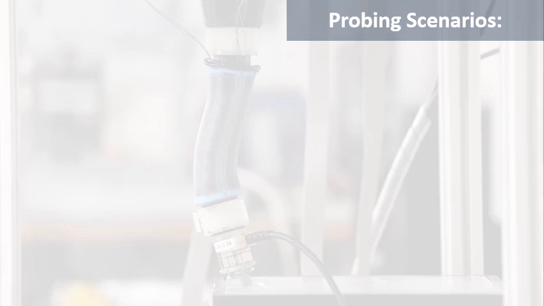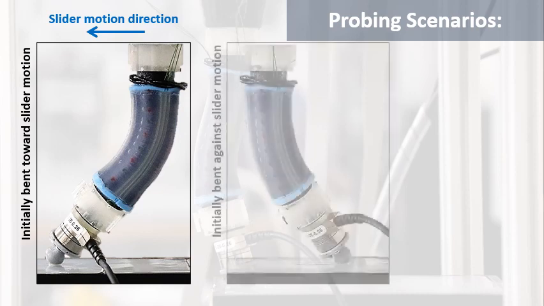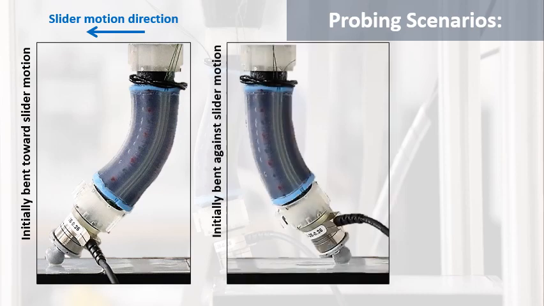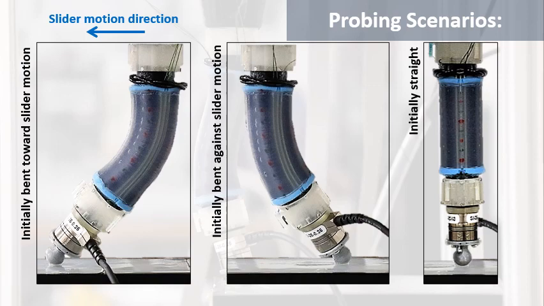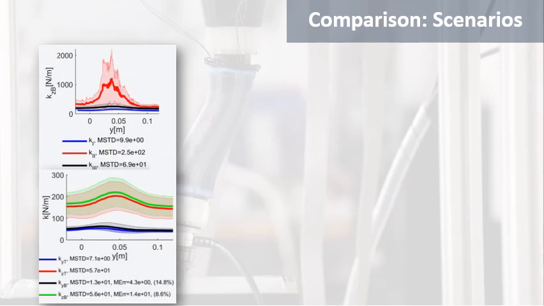We consider 3 different probing scenarios. One is when the appendage is initially bent toward the slider motion, one when it is bent against the slider motion, and one while it's initially straight. Here are the results. On top, we have the estimated stiffness for each of the scenarios, and on the bottom, we have the average estimated stiffness in comparison to the estimated value based on the tip force sensor, showing good accuracy.